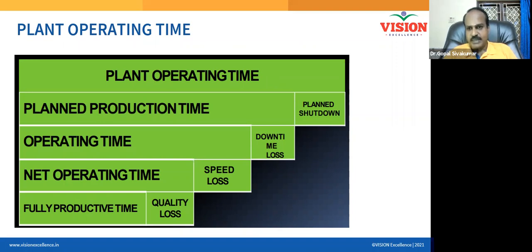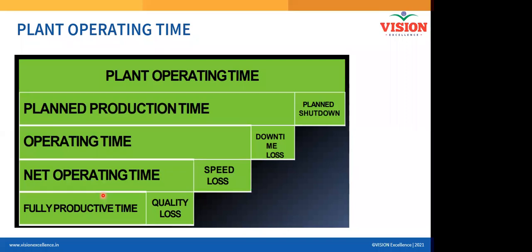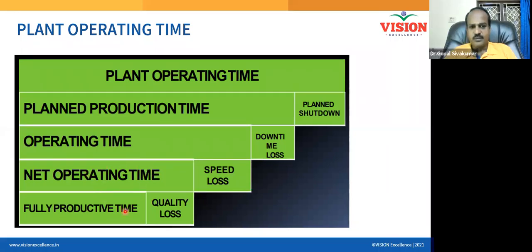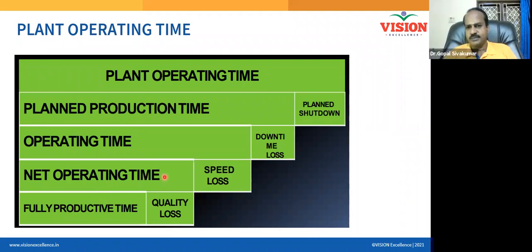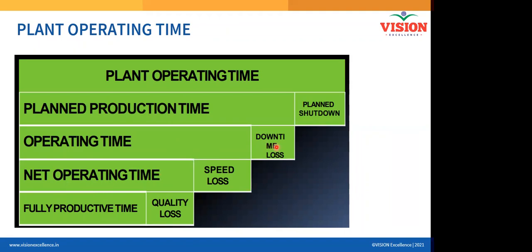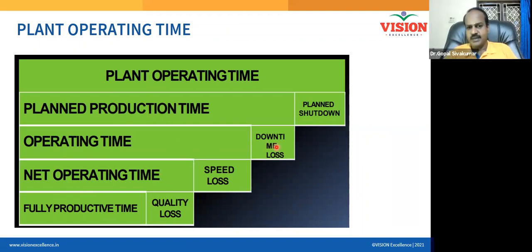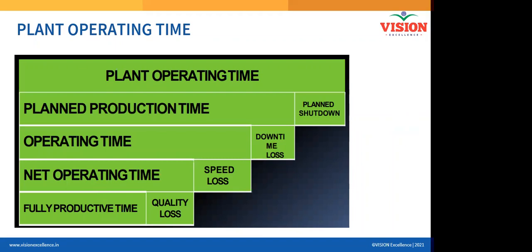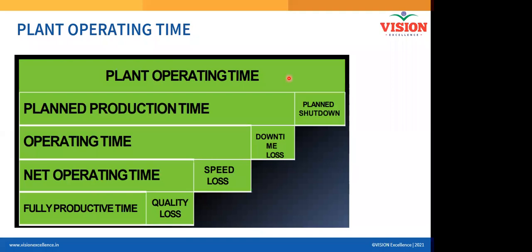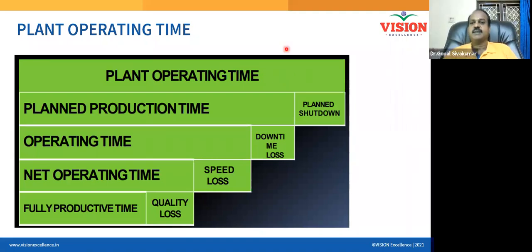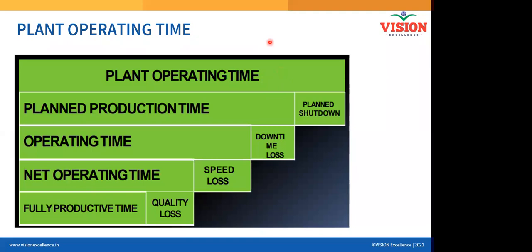Fully productive time plus quality loss is equal to, come on, read it out. Fully productive time plus quality loss is equal to Net operating time. Net operating time plus speed loss is equal to Operating time. Operating time plus unplanned downtime loss is equal to Planned production time. Planned production time plus planned shutdown time is equal to Plant operating time. You all understand? Yes, sir. Only when you know these things, you can calculate OEE.